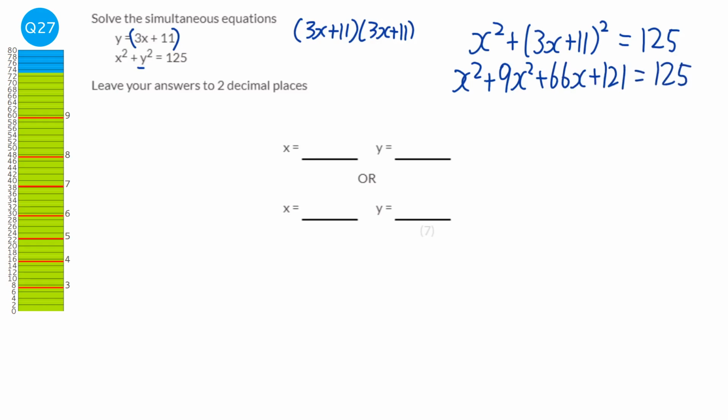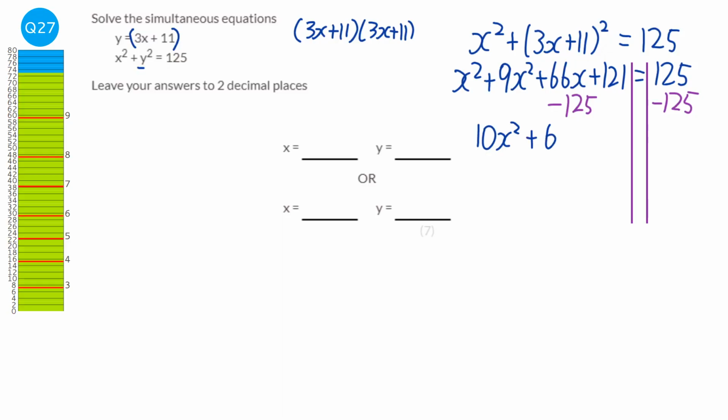Now at this point we want everything to equal 0 because it is a quadratic. So to solve it we need it to equal 0. So we're just going to tidy it up and add the bits that need to be added. And we're also going to subtract 125 from both sides to get it equal to 0. So x squared plus 9x squared is going to be 10x squared. So we might as well just write it as 10x squared. We've got 66x just on its own. And we've got 121, take away 125, which is minus 4, equal to 0.